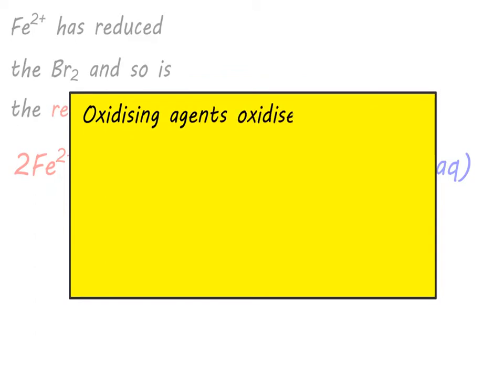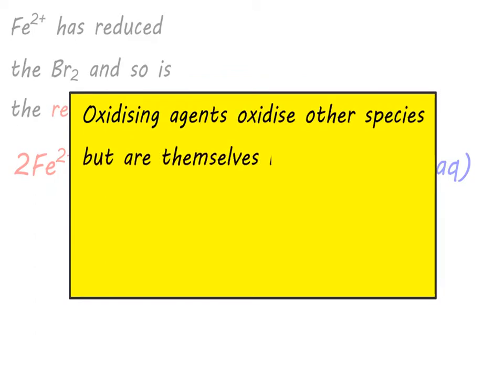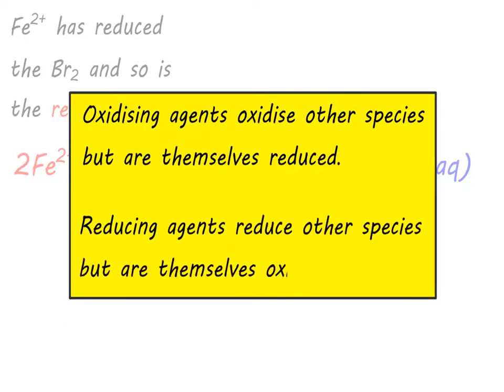Oxidizing agents oxidize other species, but are themselves reduced. Reducing agents reduce other species, but are themselves oxidized.